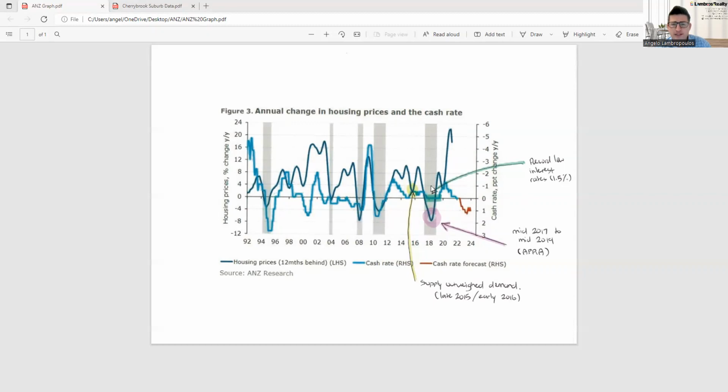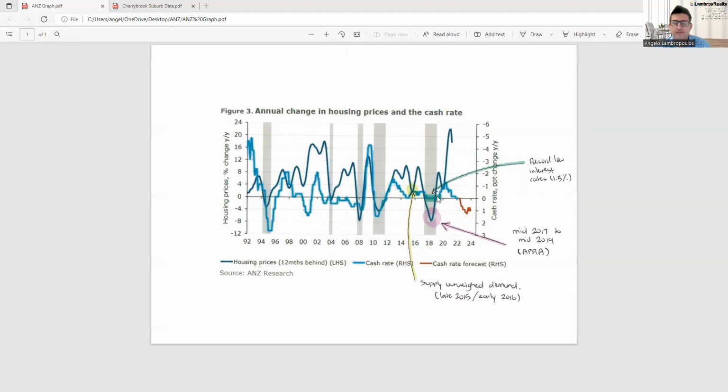Now, let's cast our eyes to this highlighted section here, which I want to illustrate. The reason I've done this is I will also refer this back to the local suburb where our office is located here in Cherrybrook.